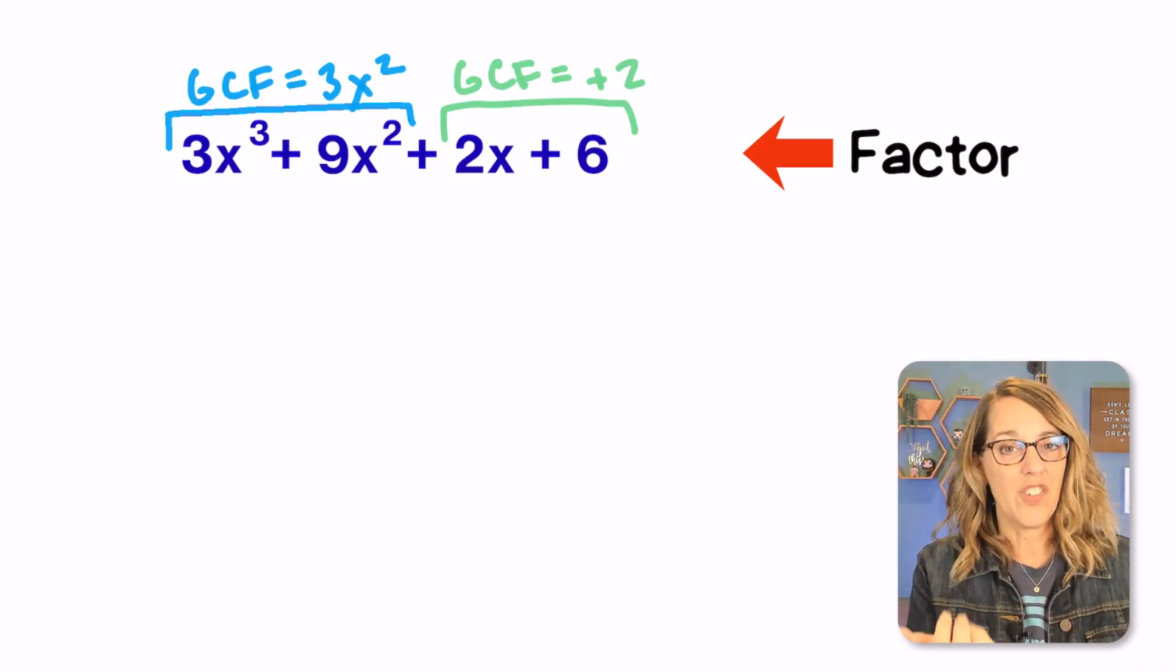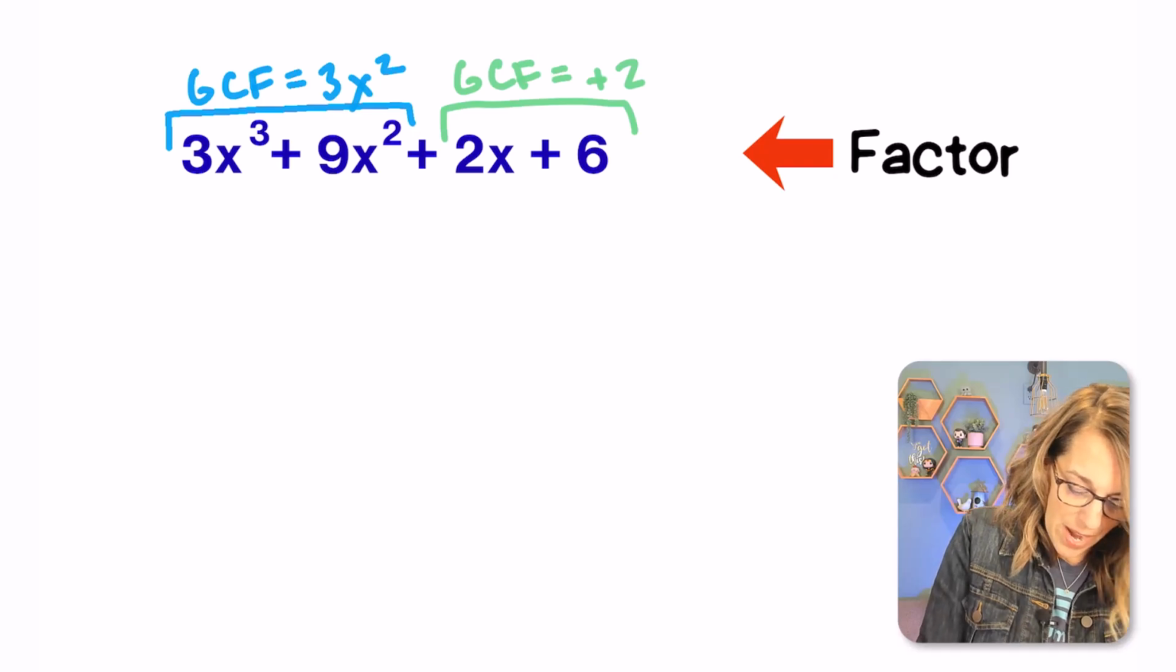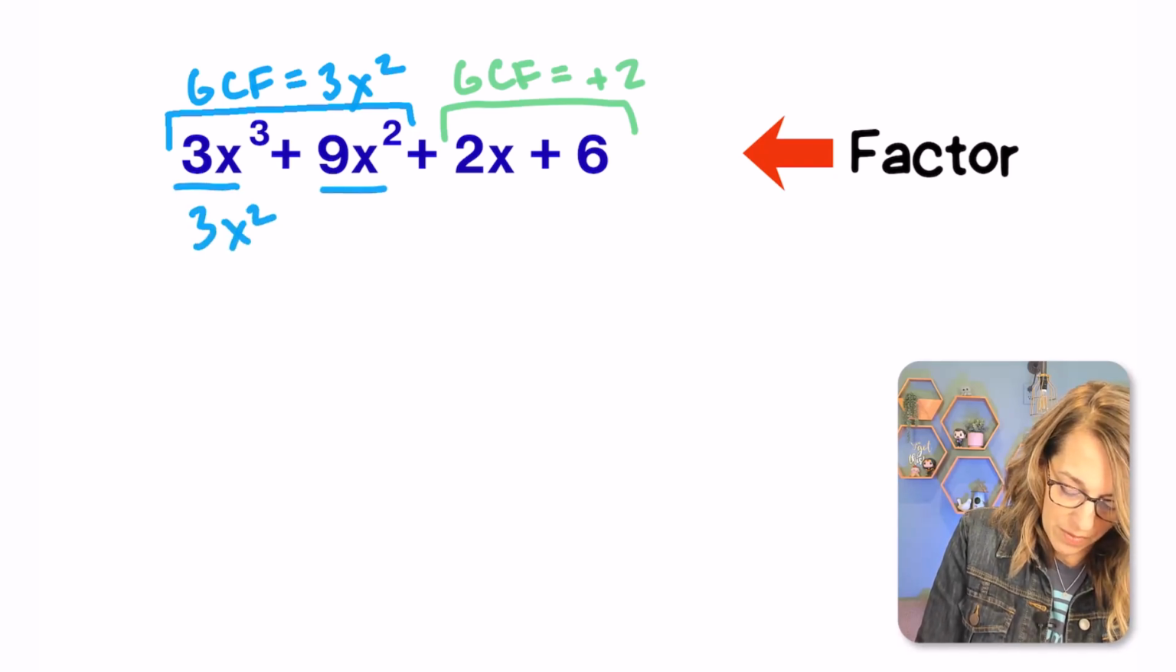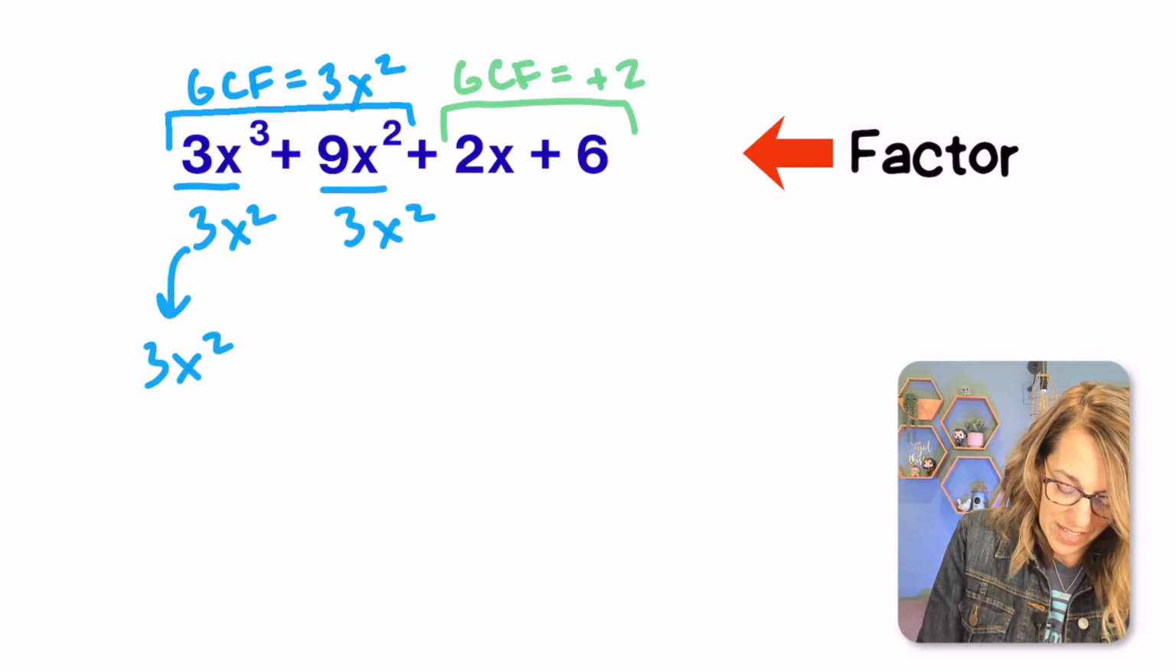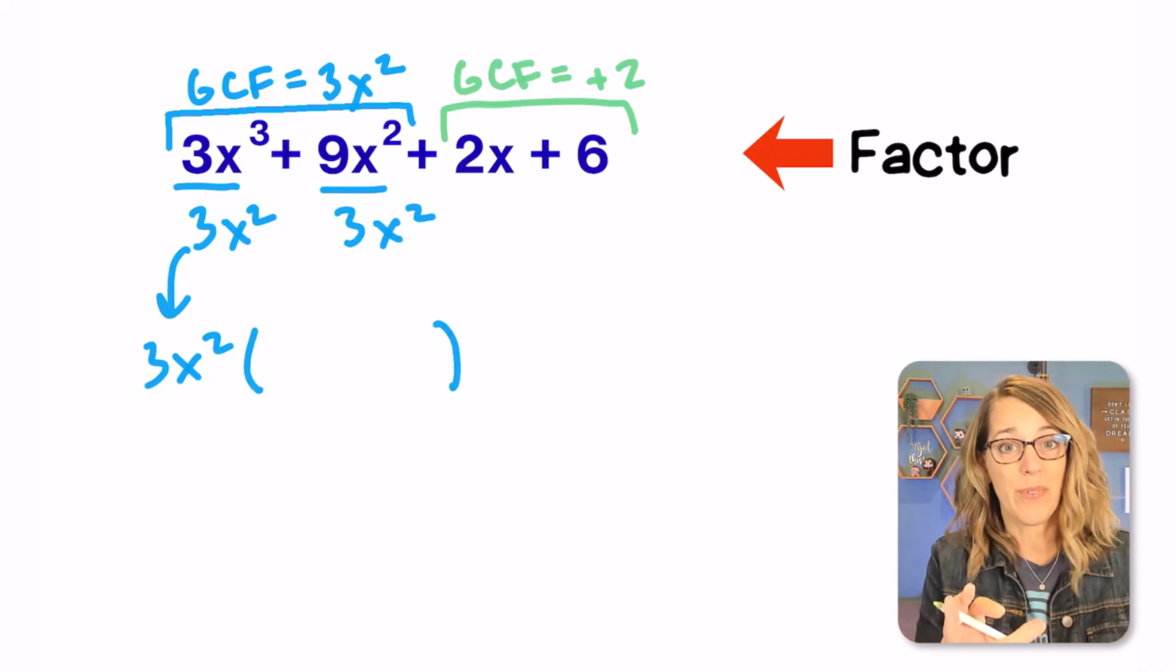Now let's factor these GCFs out of each of the pairs. So I'm going to start with that first pair. And as I'm factoring out, I actually divide both of those terms by the GCF, 3x squared. But I'm not just dividing it out, I'm actually factoring it out in front as I'm dividing. And then I'm going to record what I've got left over in parentheses.